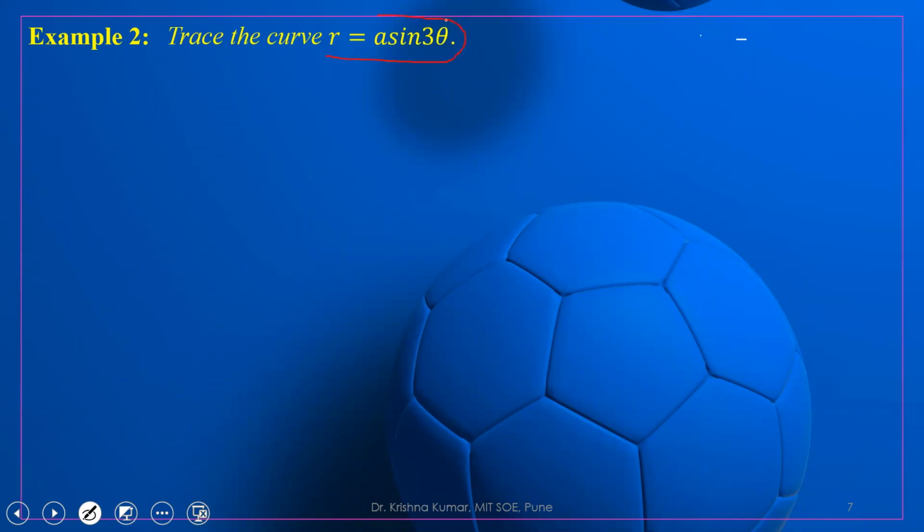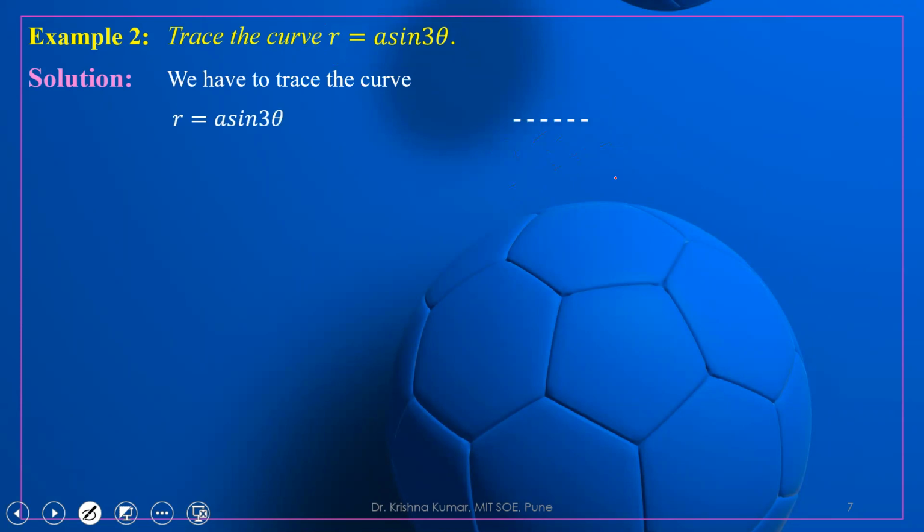So here, what is the value of n? It is odd, which is 3. So clearly here, how many loops will we get? If n is odd, then we get the same number of loops. Okay. So we have to trace the given curve r equal to a sine 3 theta.